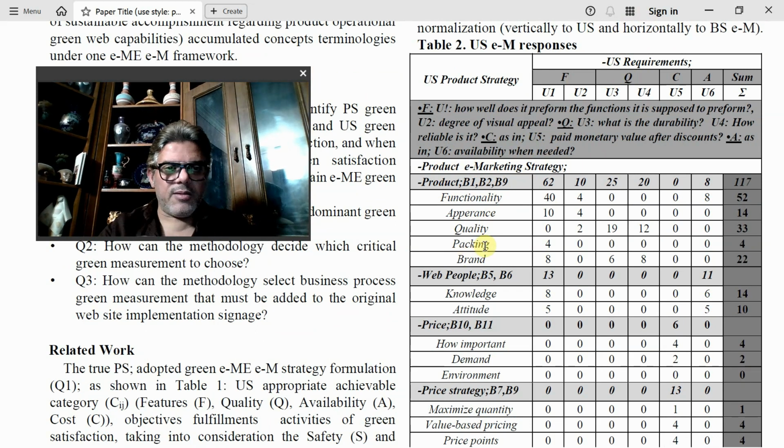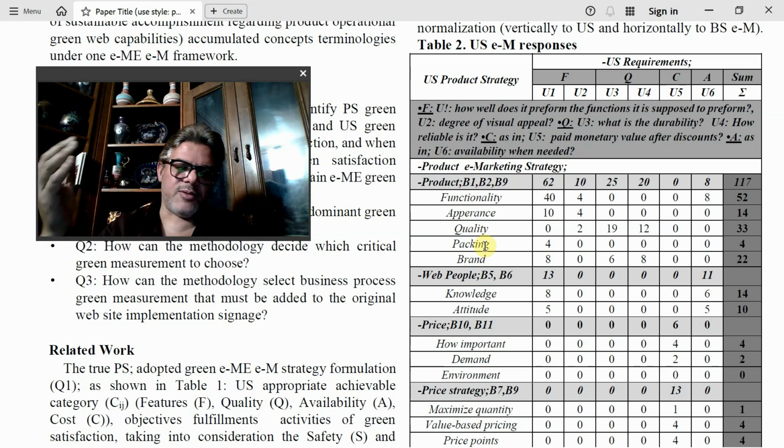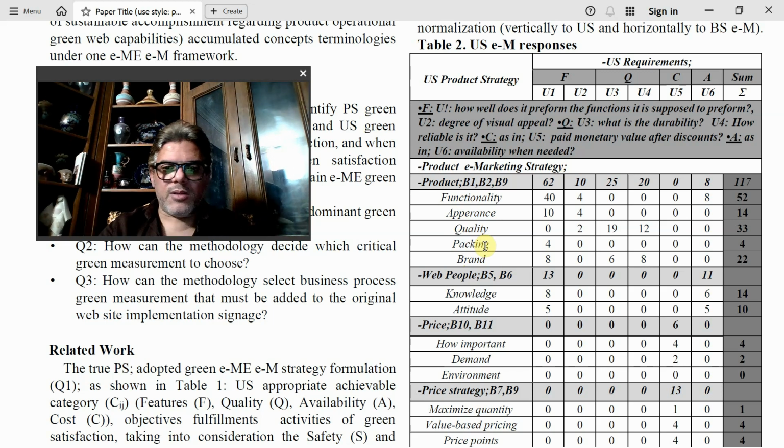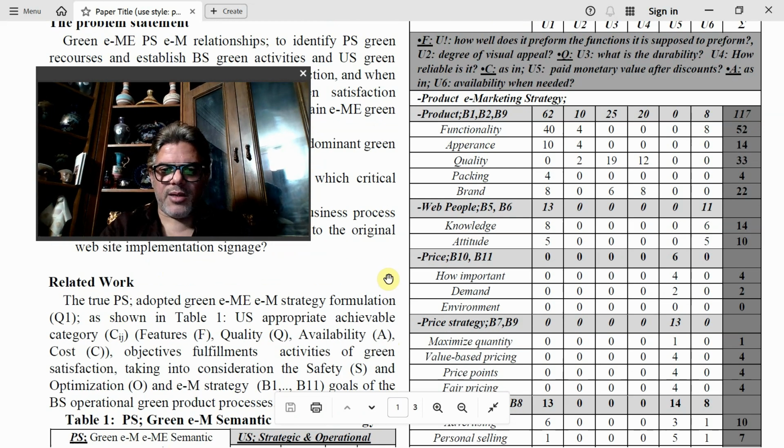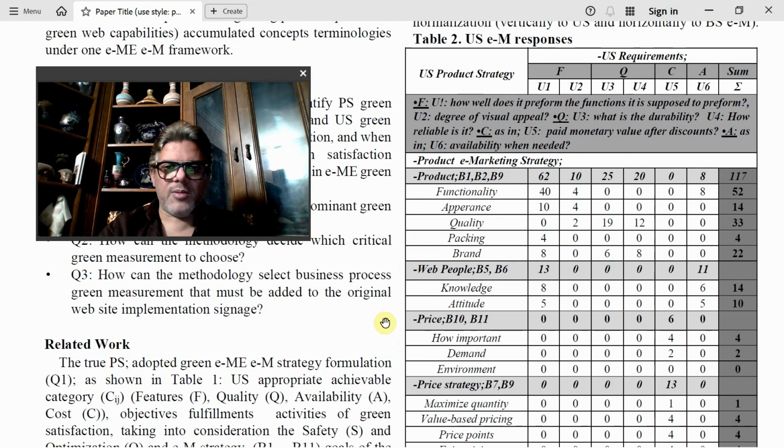So let's say two companies, but one is making the packing and maximizing price built into the product e-marketing strategy. They do not exist because they give you the maximum of it.